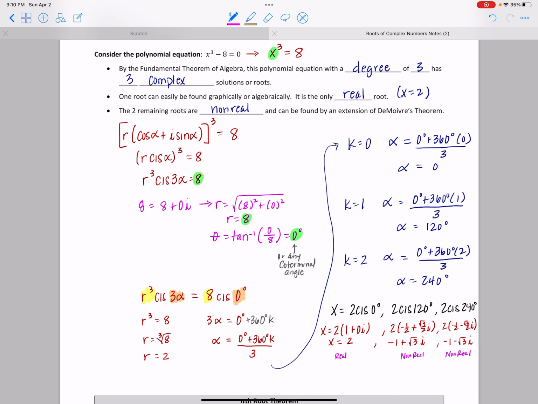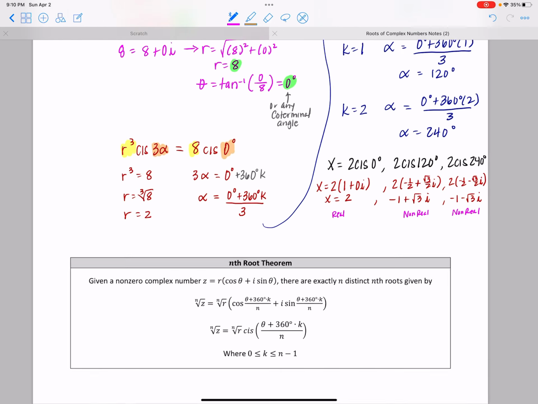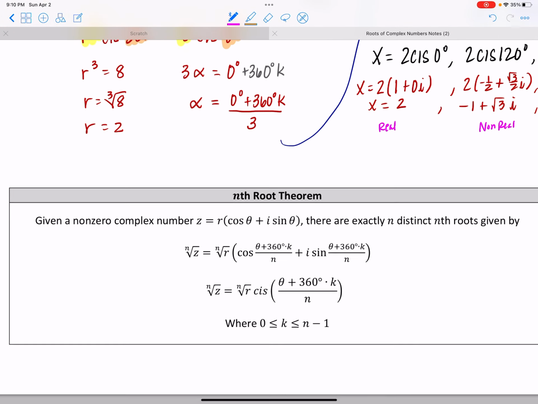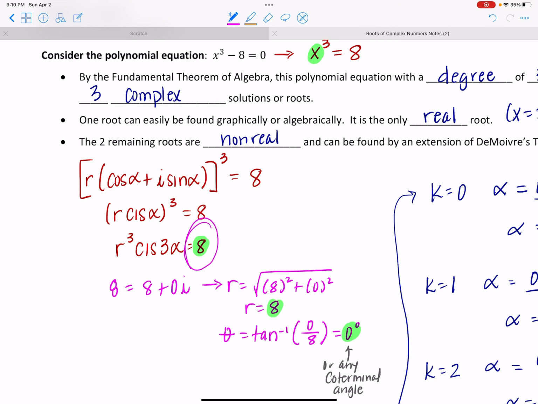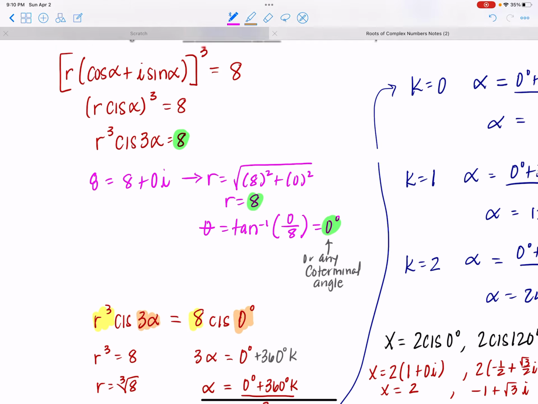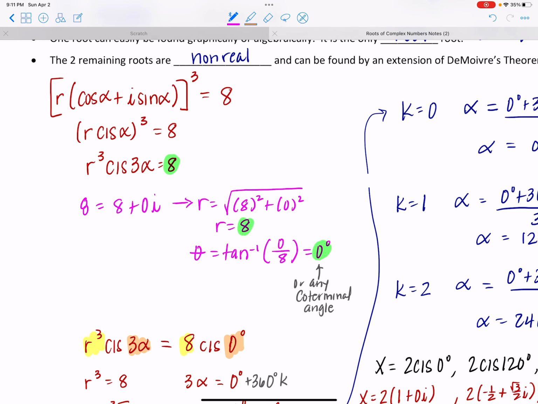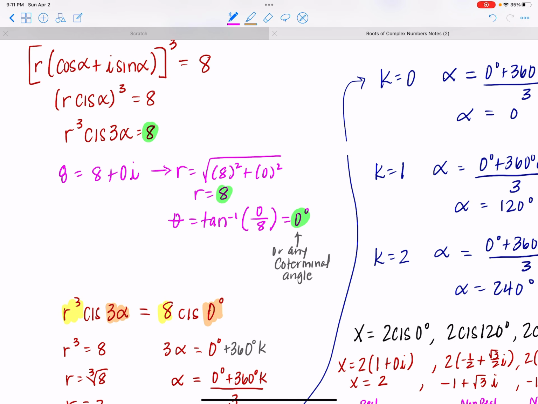So what does this boil down to in terms of a formula, and how can we use this moving forward? Well, if we are looking for the nth root, that's what we're doing here. What we're doing here is finding out what are all the different things that I could cube to get 8. That is, what are all the cube roots of 8? So 2 is the real cube root of 8, but the other two non-real things we found are also cube roots of 8. So we're finding the nth root of some complex number. In this case that we worked on, we found the cube roots of 8.